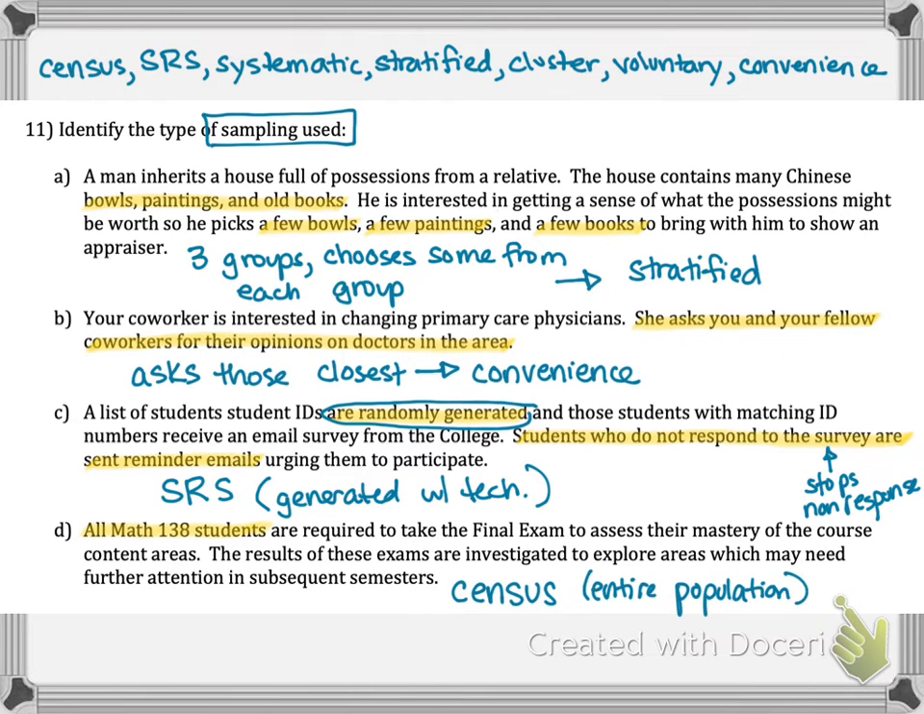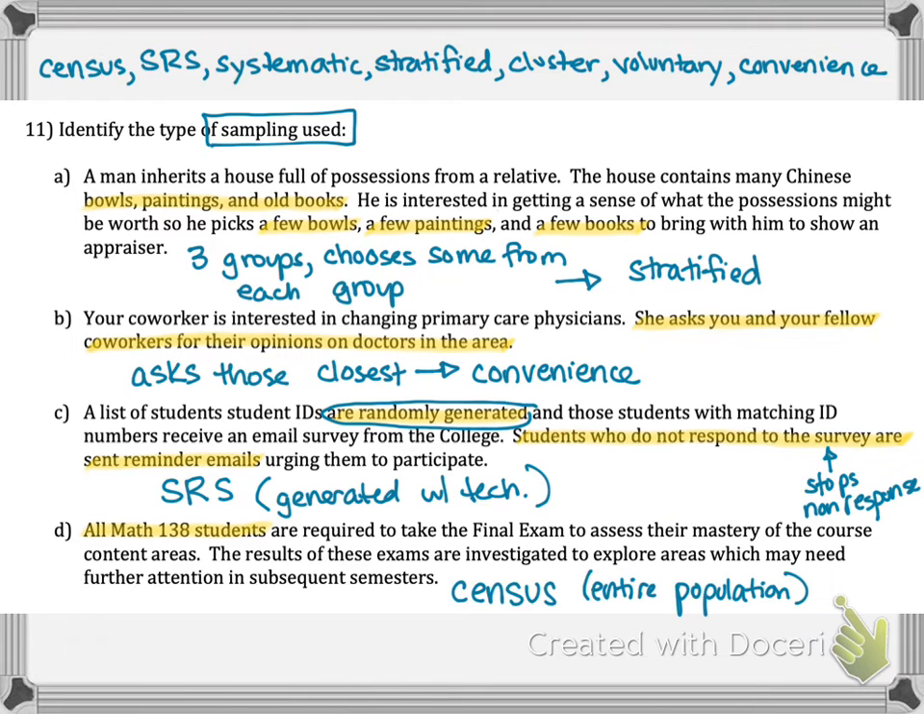There are more examples of sampling methods in the beginning of our packet. There are even more examples of sampling methods and bias in the extra Unit 1 review that is posted on Canvas on our Unit 1 review page under modules. Keep using examples if you struggle with this.